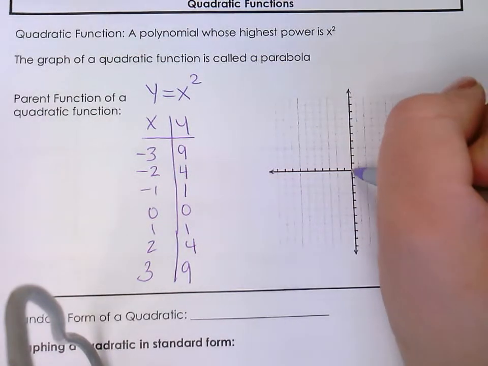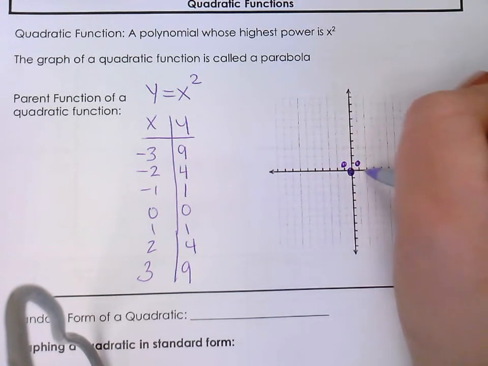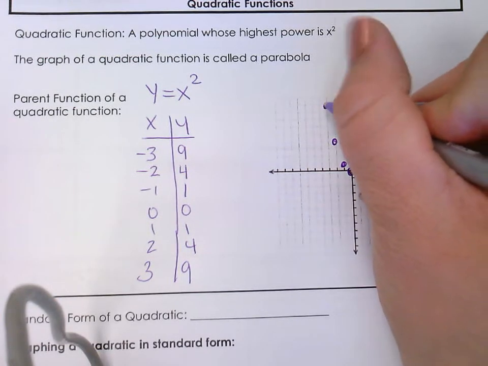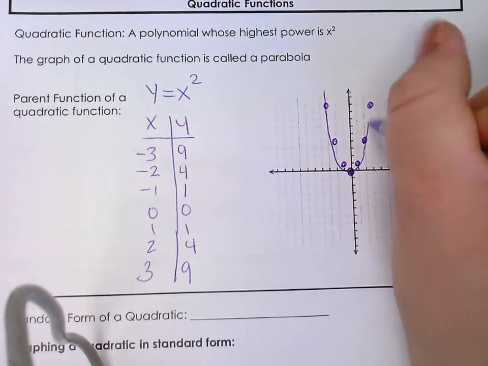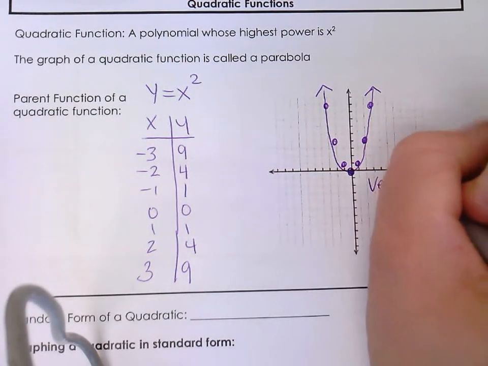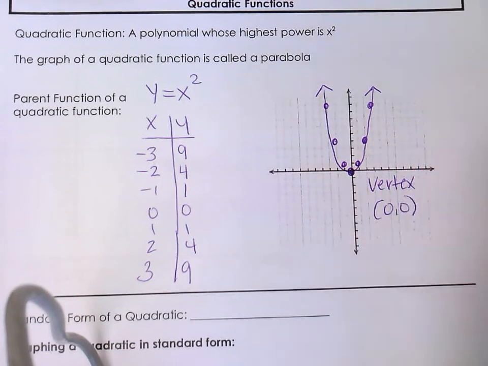So we're just going to graph the vertex at 0, 0. You go up 1, over 1 on either side, and then over 2, up 4, and then over 3, up 9. So there's your smooth parabolic curve. We call the vertex 0, 0.